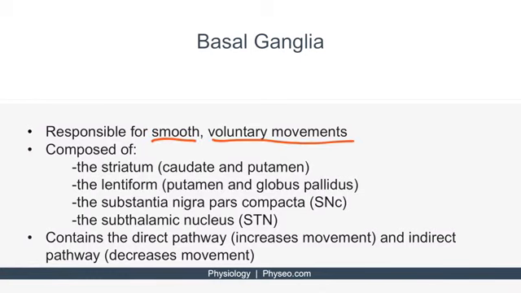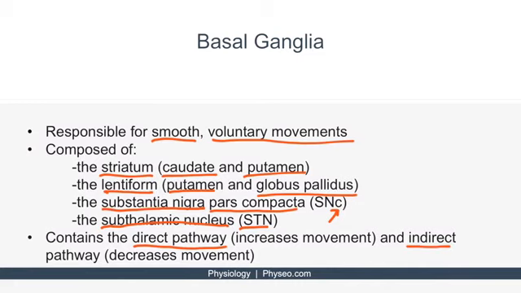It's composed of the striatum, which is composed of the caudate and putamen, and the lentiform, which is composed of the putamen and globus pallidus. It also has the substantia nigra pars compacta, the C for compacta. It also has the subthalamic nucleus, or STN for short. Now, the basal ganglia contains the direct pathway, which increases movement, as well as the indirect pathway, which decreases movement.